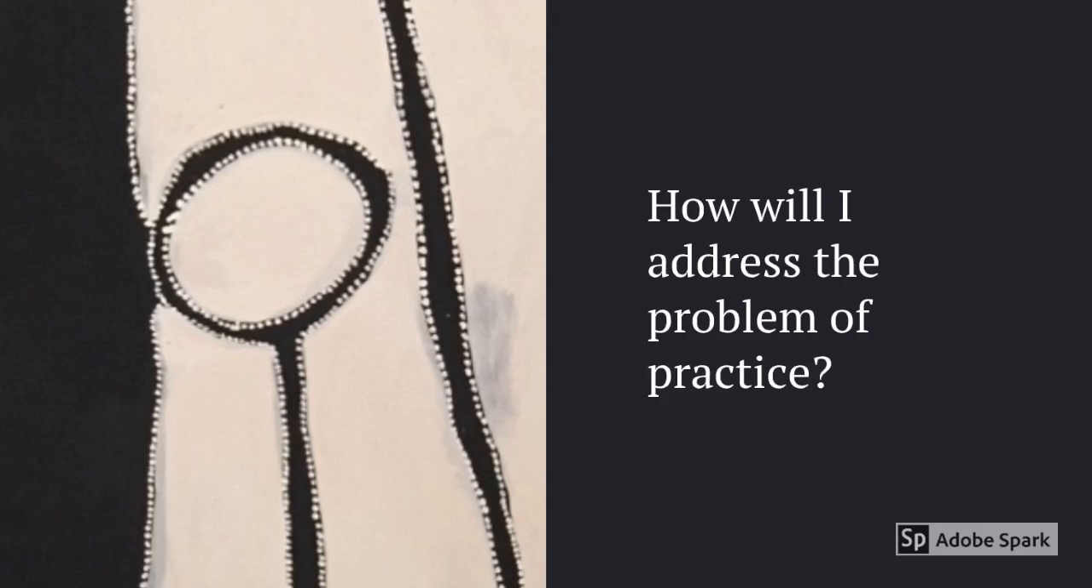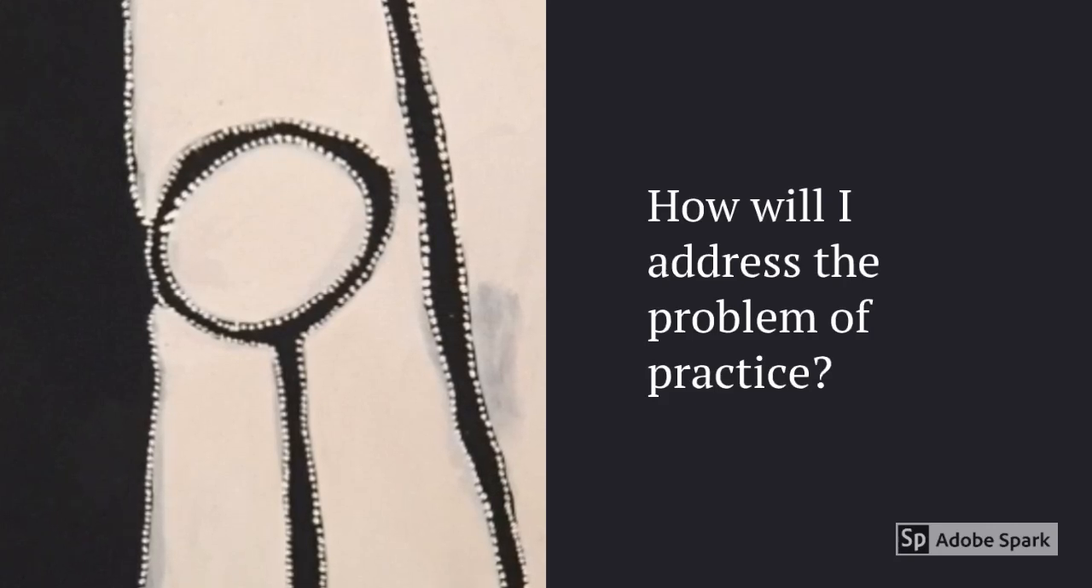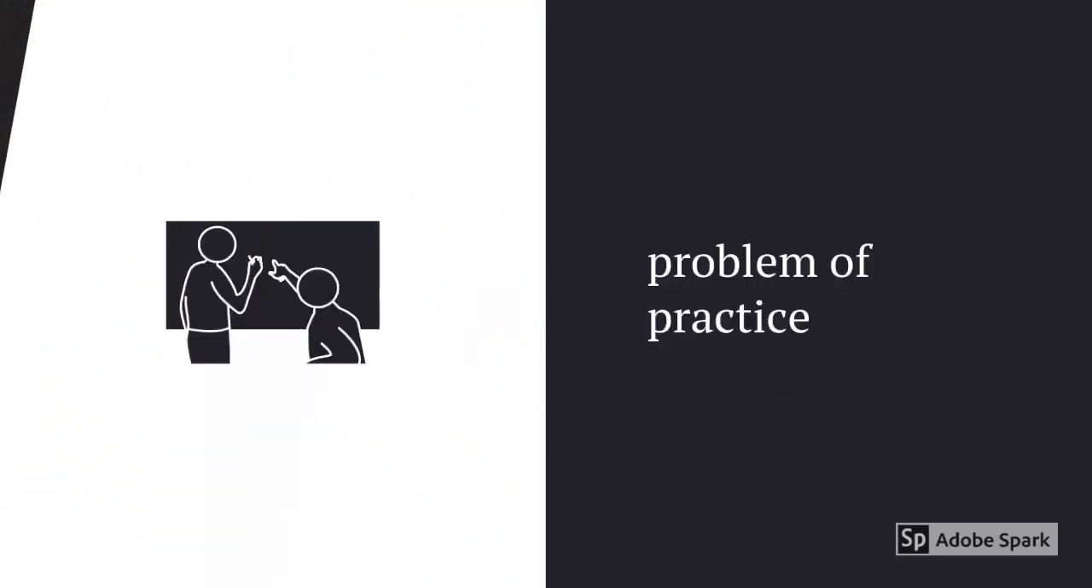In Part 2, we introduced the problem of practice. In this video, we will share a process for building a problem tree, restating the problem tree as an objective tree, and using the objective tree to develop a theory of action.